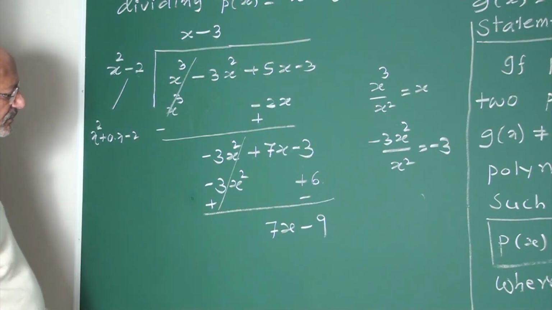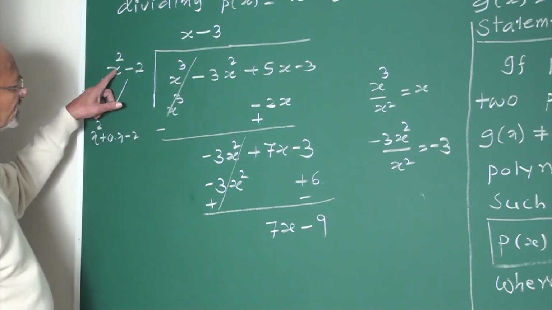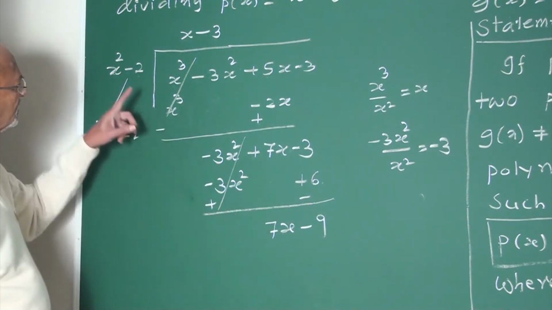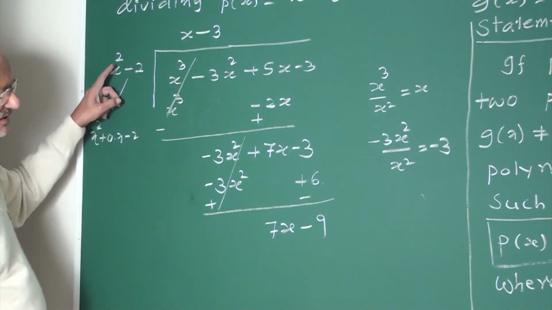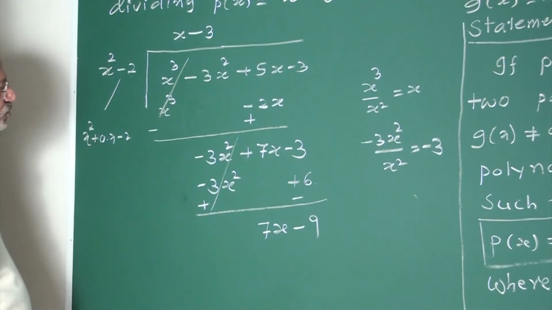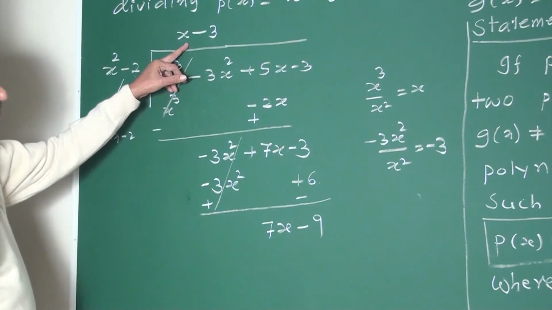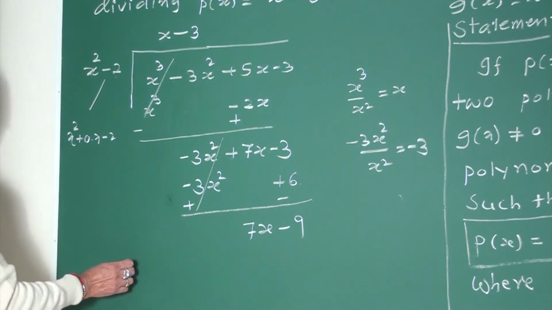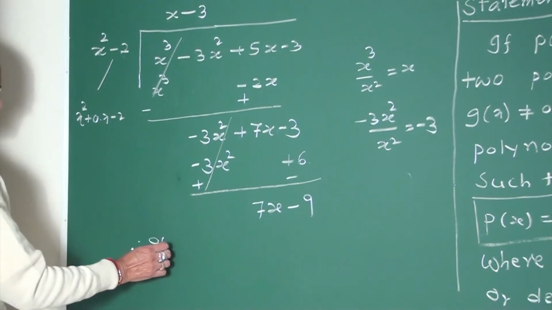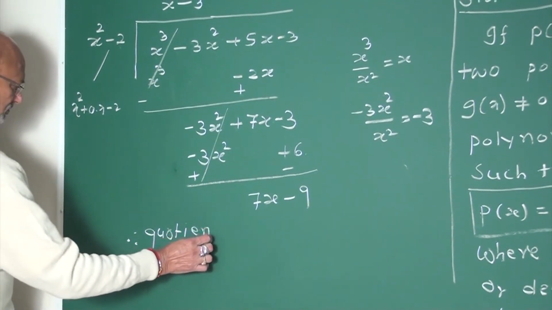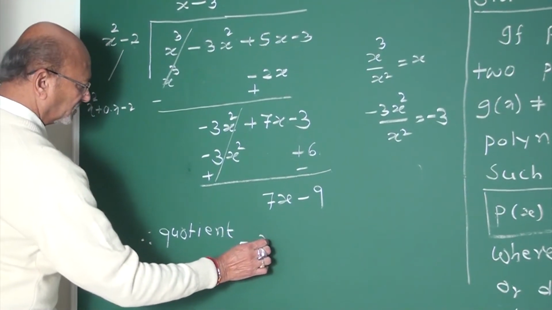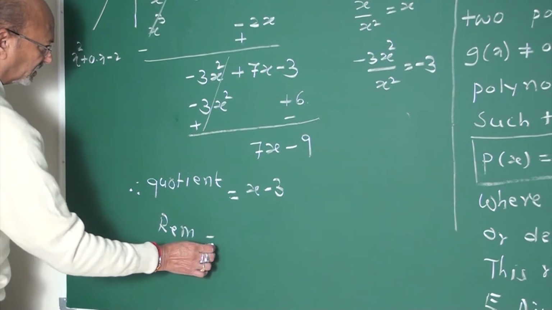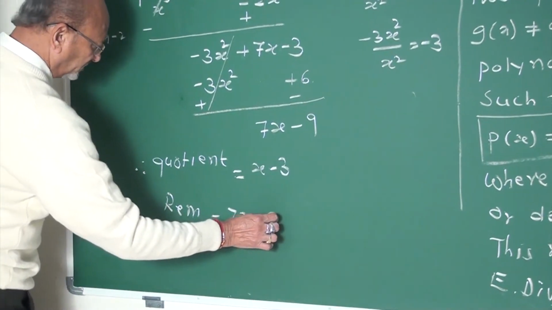Is the division taking place? See, what is it? x. The degree of this x is less than the degree of the divisor. Then the method of division stops. So in this case, x minus 3 is the quotient, 7x minus 9 is the remainder. Therefore, the quotient is x minus 3. What is the remainder then? The remainder is 7x minus 9.